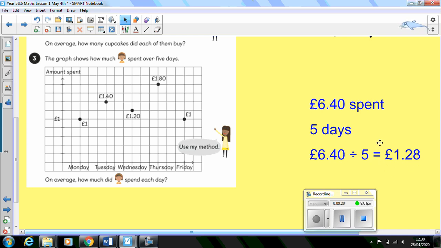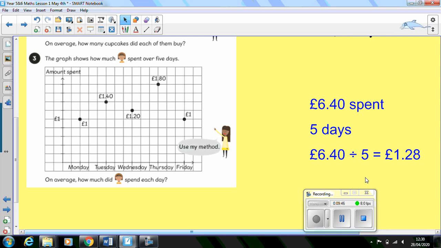A couple of ways you could do this. You could divide by 10 and double it. So you could divide by 10, 64p, and then double that to £1.28. Or you could use just our bus stop method that we used previously as another way of working out the answer. So that's our guided practice.